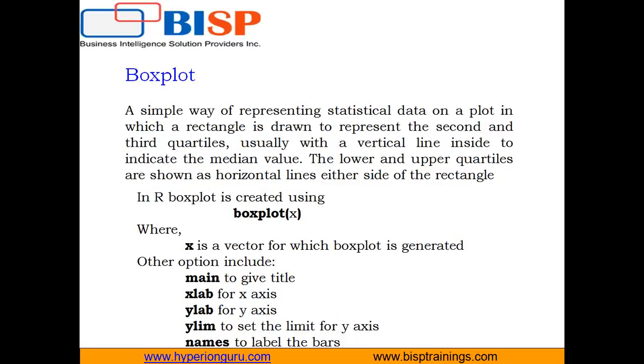Box plots can be created for individual variables or for variables by group. A box plot is appropriate for summarizing the distribution of a numeric variable. In R, a box plot is created by using the boxplot command, which takes the first argument x, which is any vector for which you are going to create a box plot. Other arguments can be main for giving the title, xlab for the x-axis naming, ylab for the y-axis naming, and ylim to set the limits for your y-axis. That means if I want to set the limits of my graph from 0 to 50, then I can give ylim as an argument and set it to 0 to 50, and names for naming the labels of the bars.